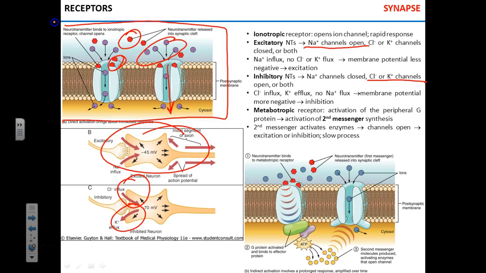Now, metabotropic receptors work in a different fashion. They are often called G protein coupled receptors, or GPCR.